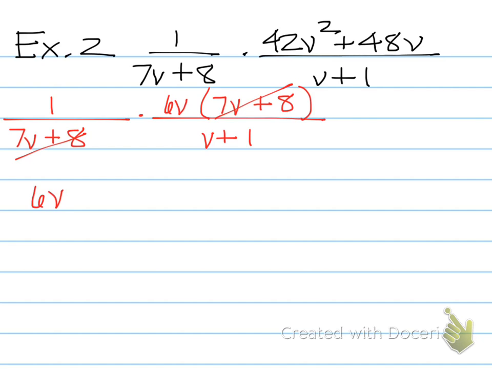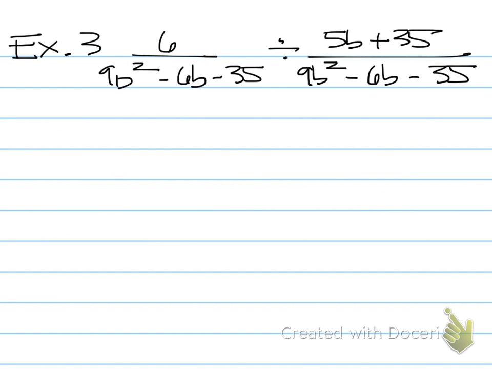1 times 6v is 6v, and then 1 times v plus 1 is v plus 1. We do have a variable in the denominator, so the only value of v that will make that denominator 0 is -1. And then in the original problem, we have 7v plus 8 in the denominator. So we have to set that equal to 0 also to find out what v also cannot be. So when we subtract 8 from both sides, we get -8 divided by 7 is -8 over 7, and then the -1.